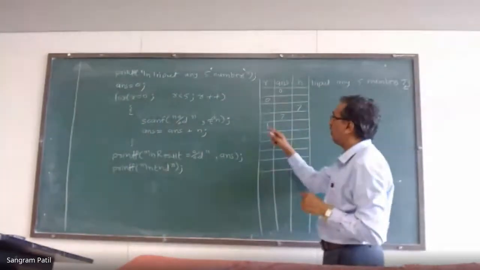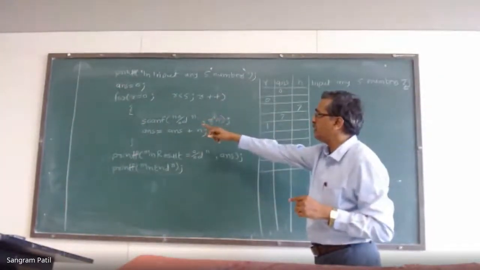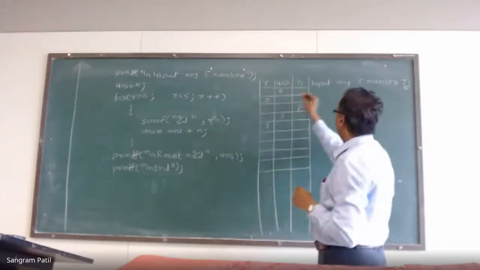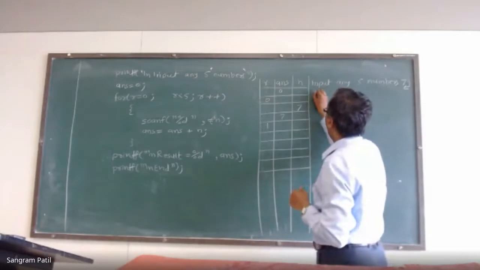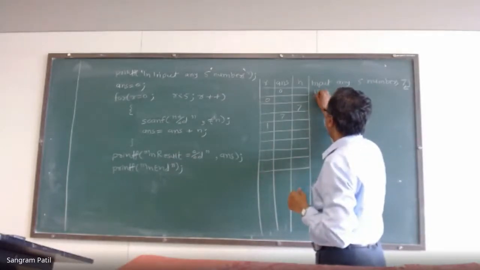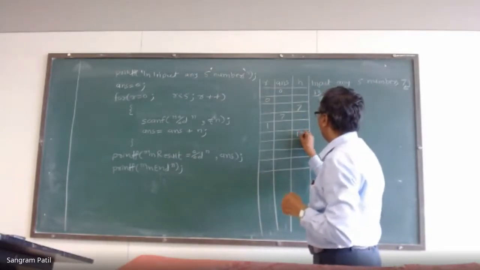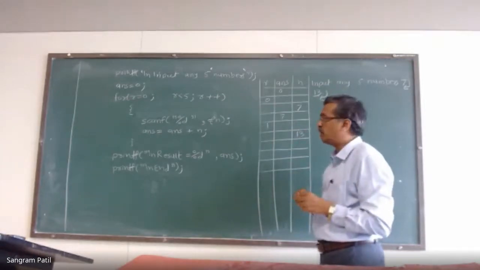Okay, it will become 1. Less than 5, yes. Curly bracket, scanf %d ampersand n. scanf again gives you a blinking cursor. You have to input a value. If you input 13 and press the enter key, this 13 will be given to n. Value of n becomes 13.